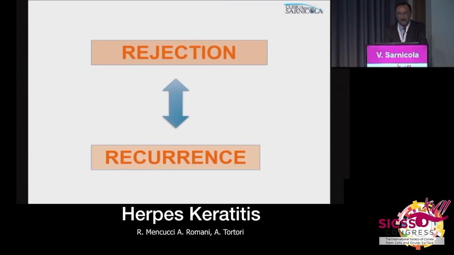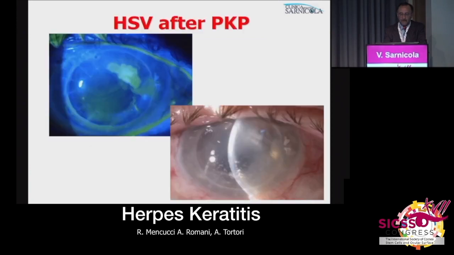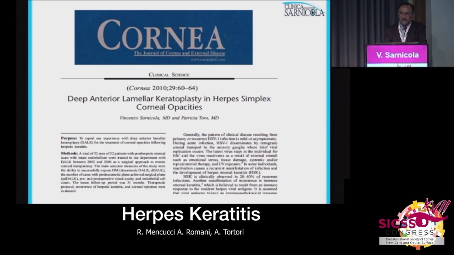Let me tell you how important it is to keep the herpetic disease under control, because especially in transplanted patients it might cause a rejection due to the fact that it stimulates the anti-immune activity. So this is an HSV after PKP and rejection. The treatment here is prophylaxis by means of systemic antivirals and local steroids to prevent and control inflammation.